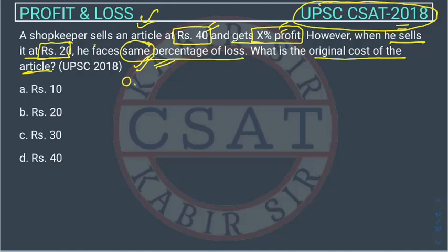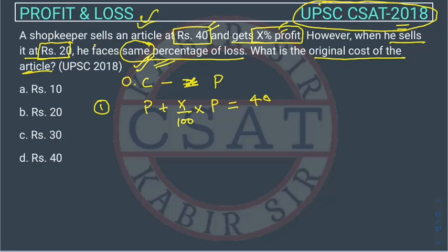Let's suppose the original cost of an article is X. So what he is doing in the first case is selling the article with X% profit. Don't take X here because X is given. Let's take P, the initial price, plus X% of P. This is his selling price, and the selling price is given as 40 rupees.